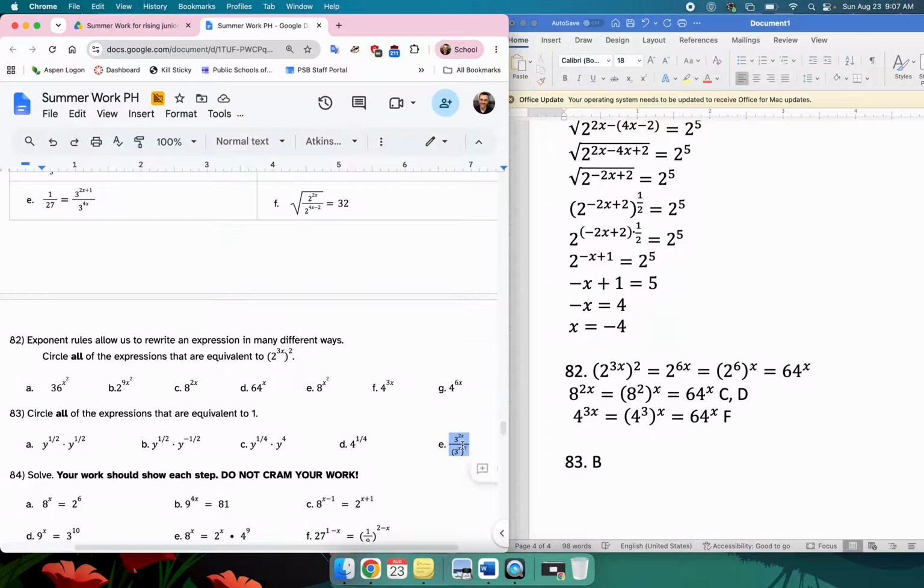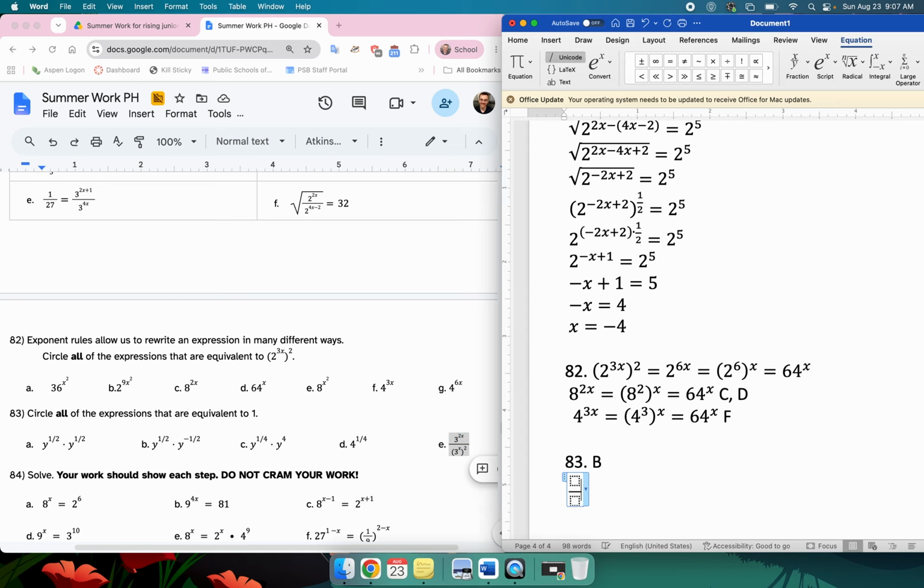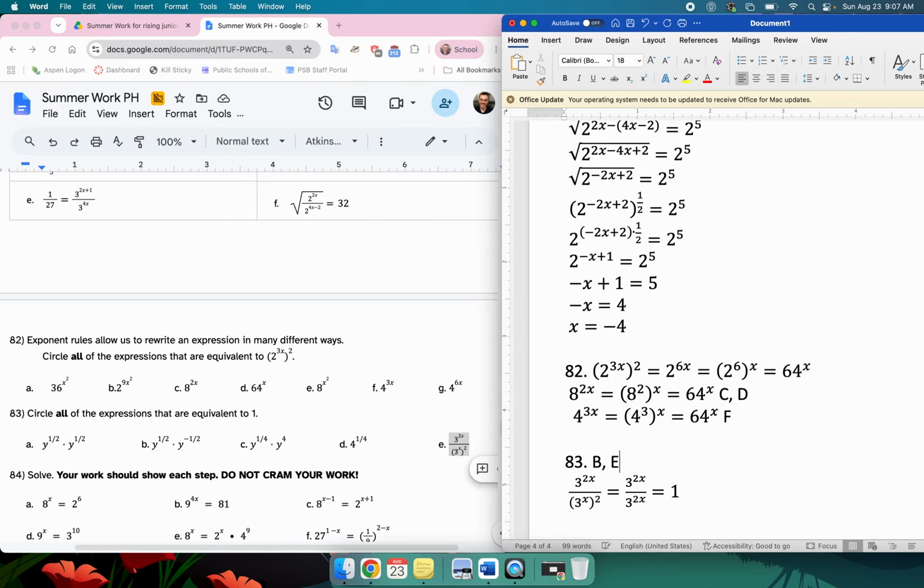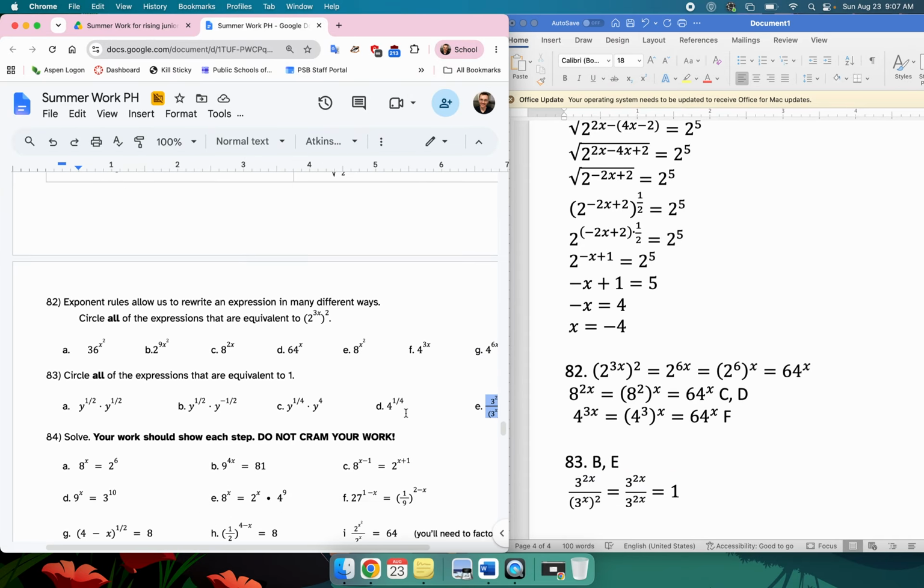This thing here, that is actually 1 because 3 to the 2x over 3x squared, you can use that exponent rule on the bottom. That's 3 to the 2x over itself, which is indeed 1. So B and E.